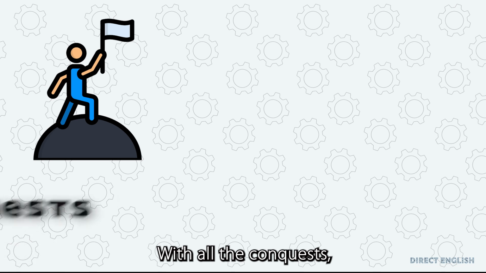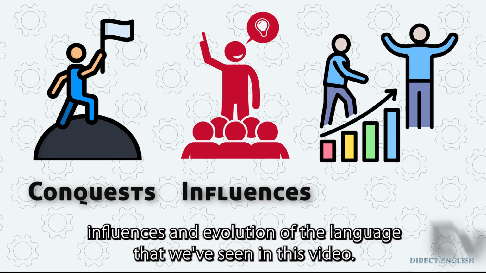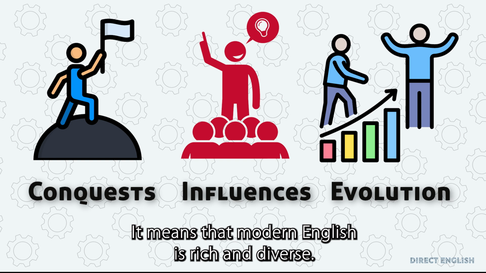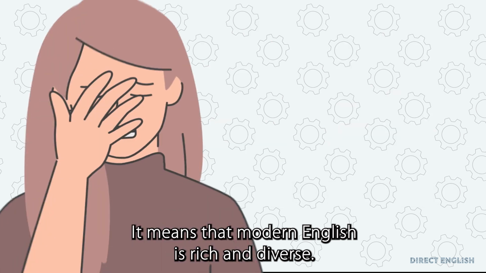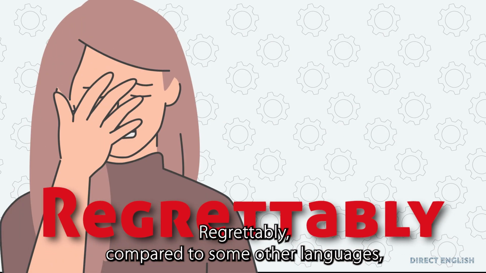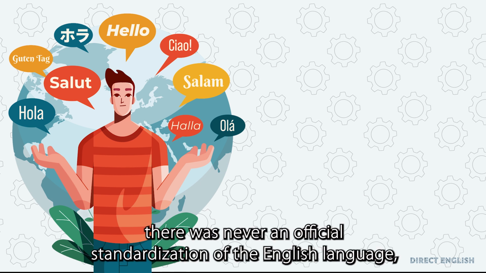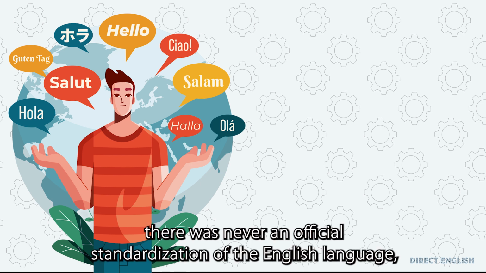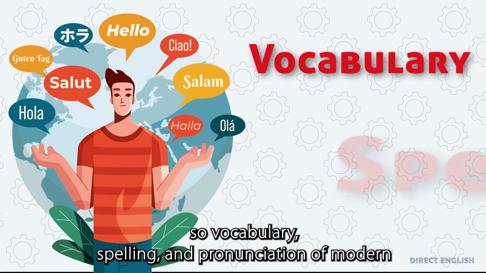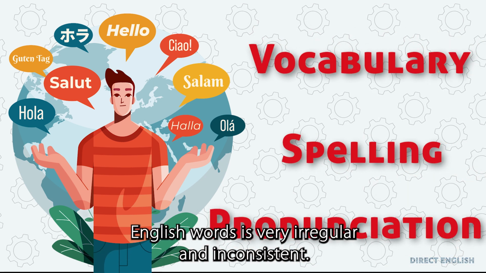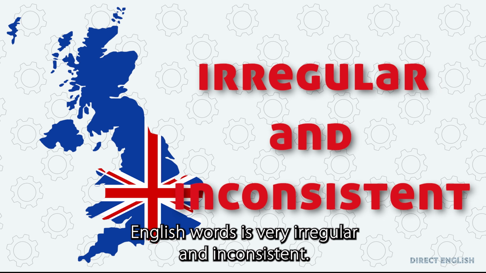With all the conquests, influences, and evolution of the language that we've seen in this video, it means that modern English is rich and diverse. Regrettably, compared to some other languages, there was never an official standardization of the English language. So vocabulary, spelling, and pronunciation of modern English words is very irregular and inconsistent.